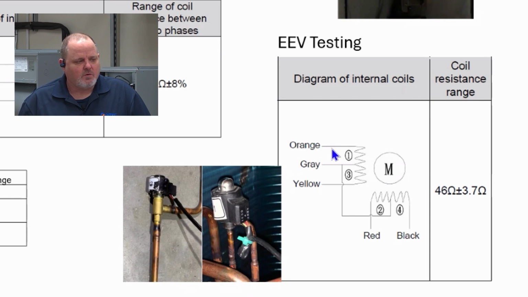As long as I go from orange to gray, and then orange to yellow, orange to red, orange to black, and I only read somewhere around 46 or 92, then I'm going to move my black probe to gray, and I'm going to daisy chain through the rest that I have again. Then I'm going to move my probe to yellow, and daisy chain through the rest again. And then I'm going to move my probe to red, and I'm going to do it to black. Now I've tested every possible way I could test it. And as long as my reading is somewhere around 46 to 92 ohms, I'm good. Right. That coil is not bad.